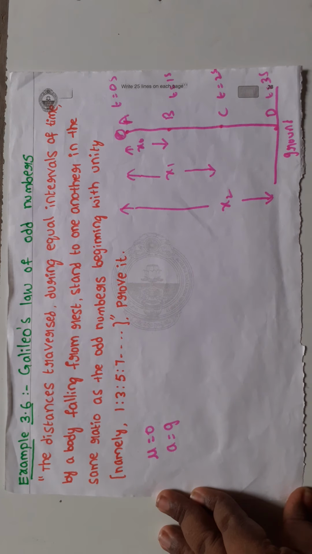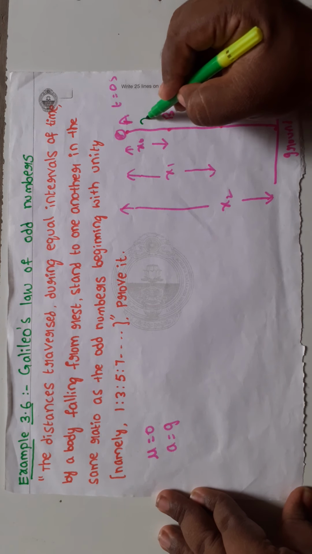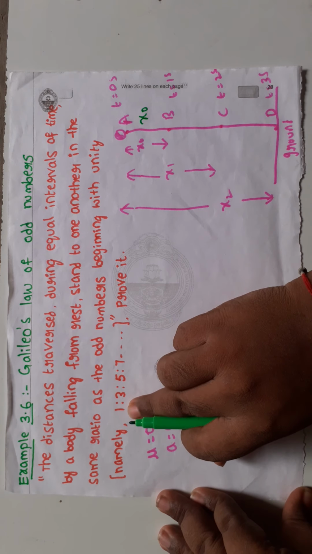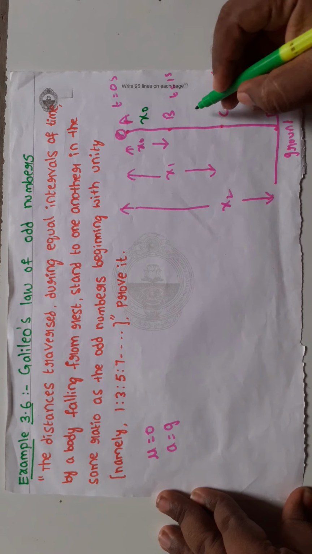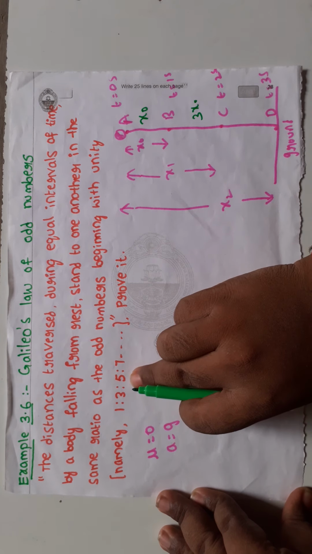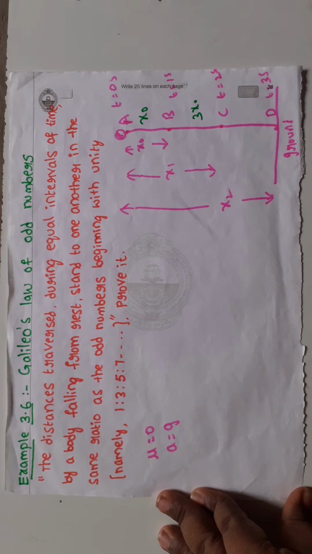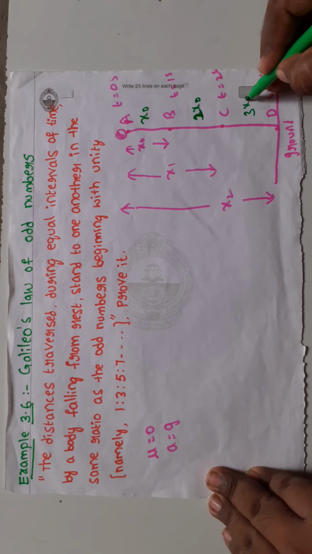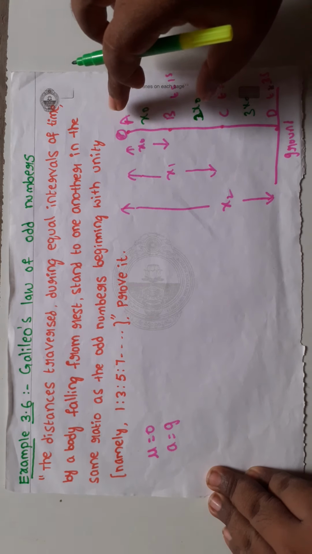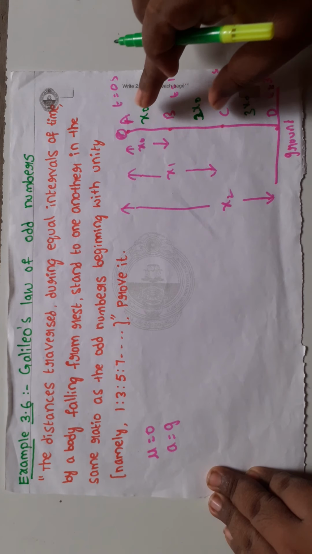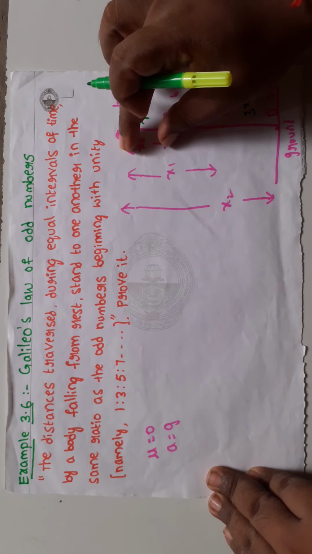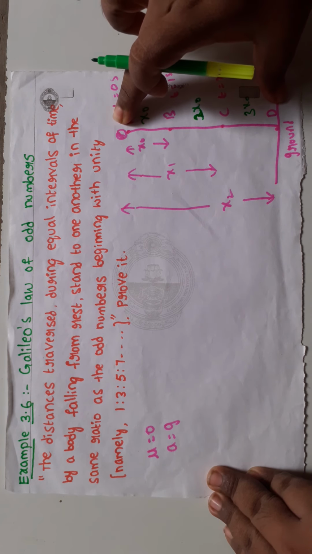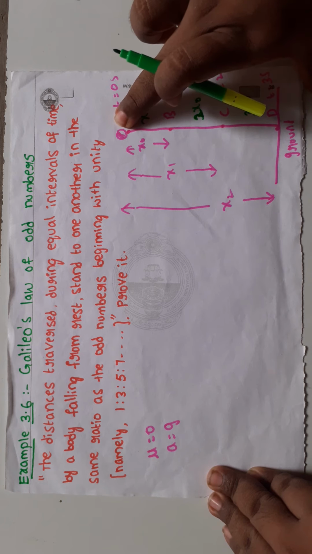So the distance from A to B is x naught. The distance from B to C is 3 x naught, and the next distance C to D is 5 x naught. So A to B is x naught, and the A to C distance is double, or not? Initially x naught, so it is 2 x naught. Next A to D is 3 x naught, like that. If you take it further, 4 x naught, like that.